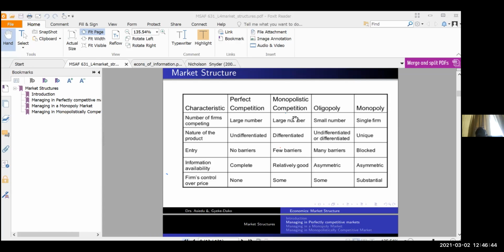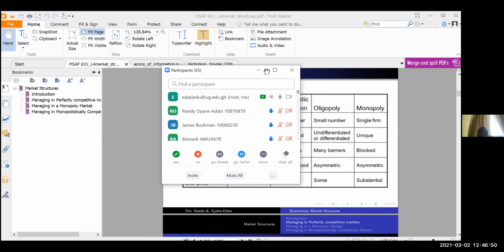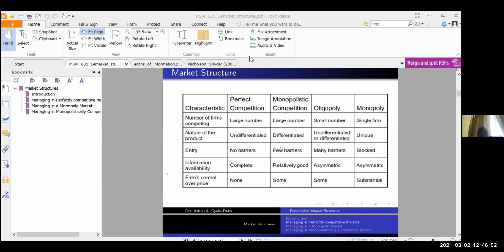Okay. My question is on monopolistic competition. What are some examples for Ghana? Yes, Randy, and then we come to James.